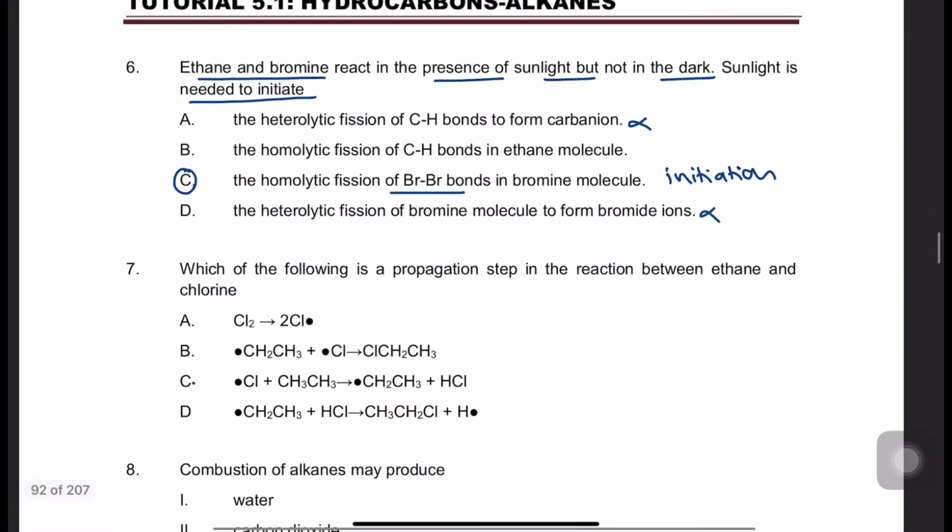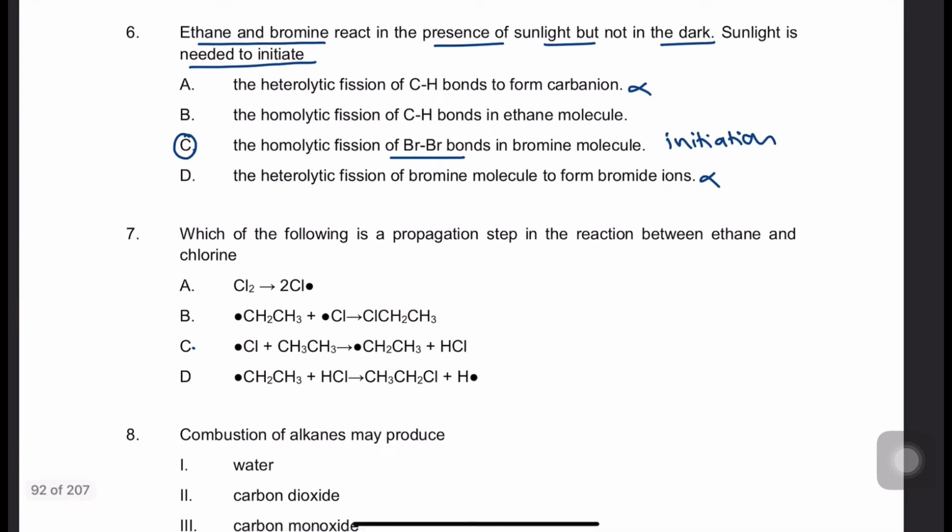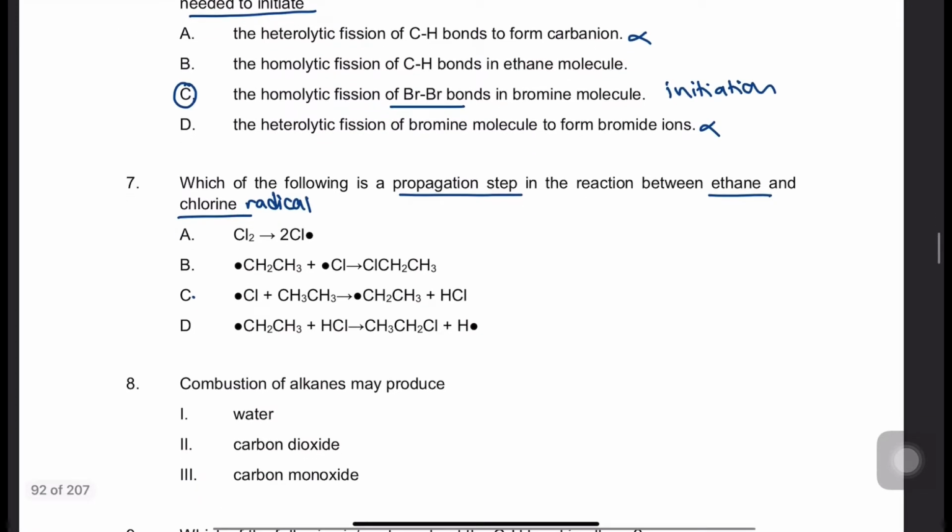Alright. Next, which of the following is a propagation step reaction between ethane and chlorine? So if you can remember, at the propagation step, chlorine is now a chlorine radical that we have formed from the initiation step. So A is the initiation step, not the propagation step, so that's wrong. Okay, and when you see two radicals coming together, that's actually the termination step, whereby we combine the radicals to stop the reaction. Okay, so the answer is going to be either C or D.